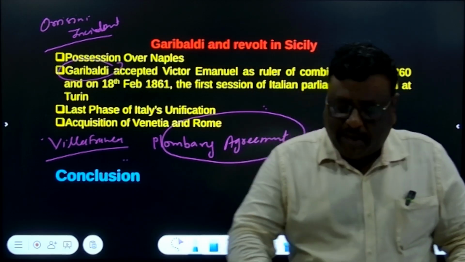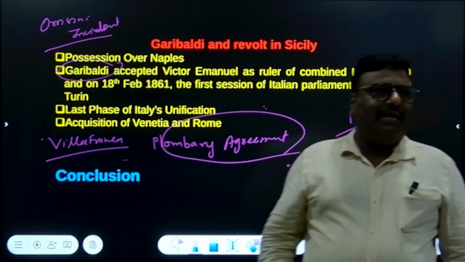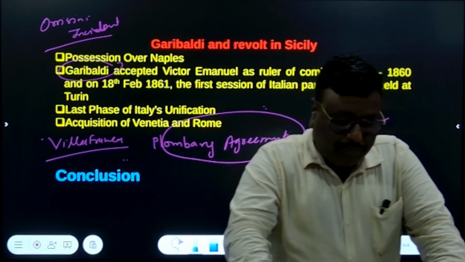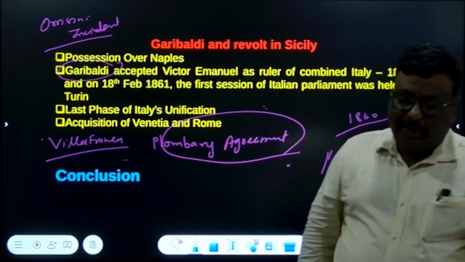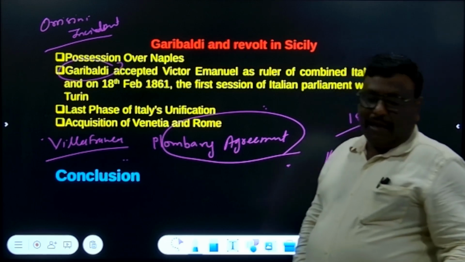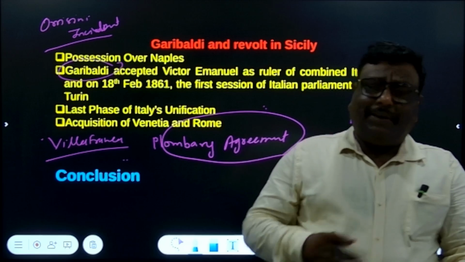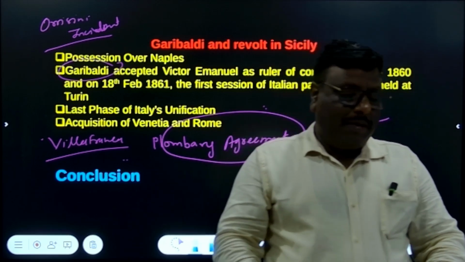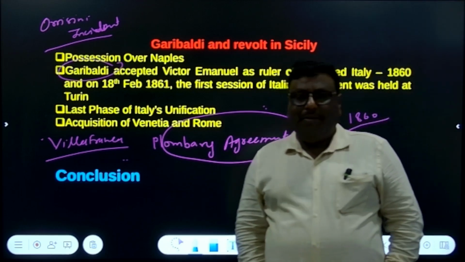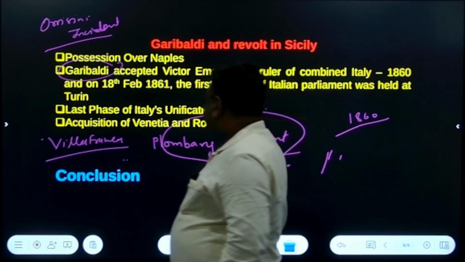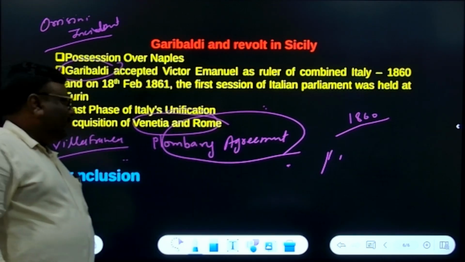By 7th November 1860, Victor Emmanuel was declared the ruler of combined Italy. With the merger of the states of the southern region, the unification of Italy was almost completed. The Parliament of Italy was formed, but Rome and Venetia were still far from the unification of Italy.